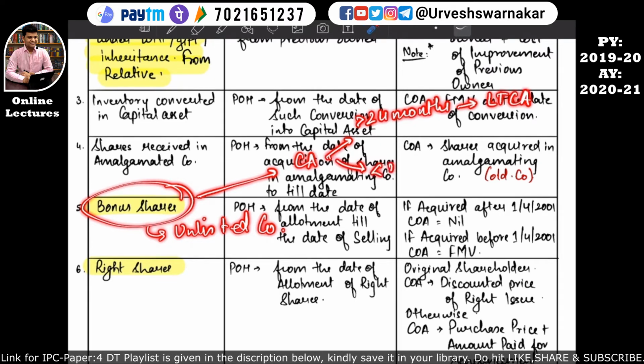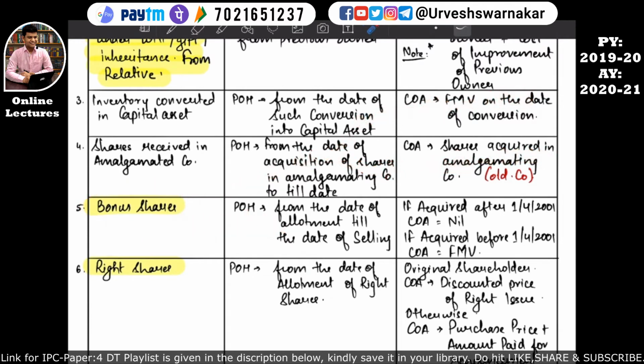And if the bonus shares are held for less than 24 months, then it will be considered as a short term capital asset. I hope this is quite clear to you all. Okay, and we need to calculate the cost of acquisition for these bonus shares in order to calculate the capital gain. I hope this is quite clear.